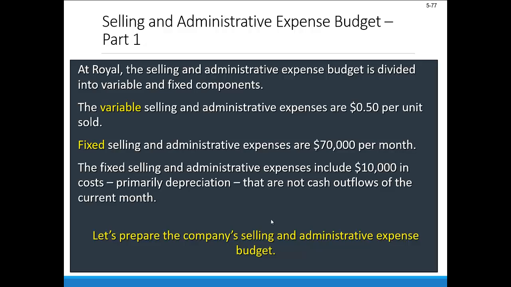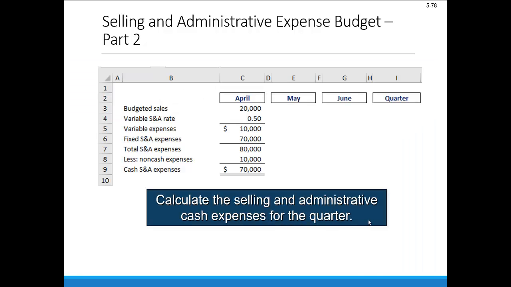The selling and admin expense budget then is going to look fairly similar in a sense to our overhead budget in its construction. So we're starting this time with budgeted sales though. Since this is a selling and admin expense budget, it should be driven by sales. So budgeted sales here for April, 20,000 units. We had a variable selling and admin expense of 50 cents per unit. So total variable expenses, 20,000 times 50 cents or $10,000. We had fixed expenses of $70,000, so total expenses of $80,000. And then we also want to do that thing where we have the second total that shows just the cash expenses or the cash outflows.